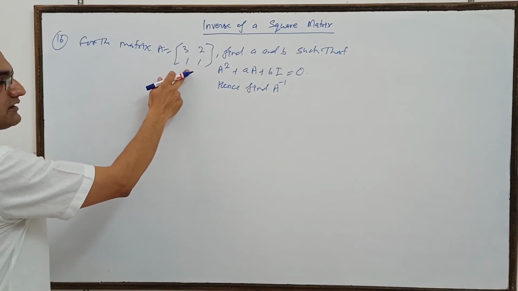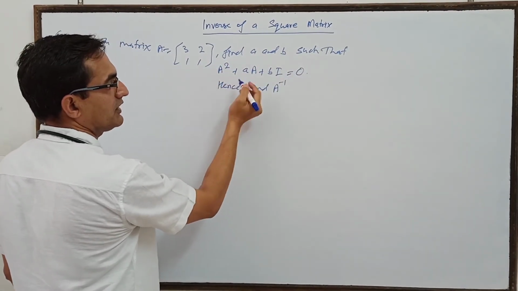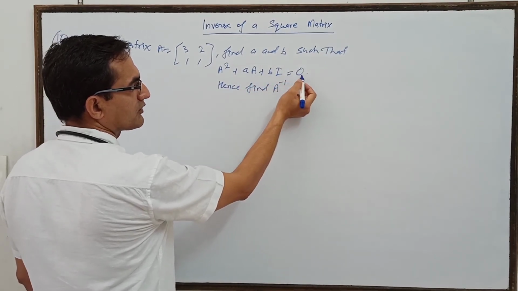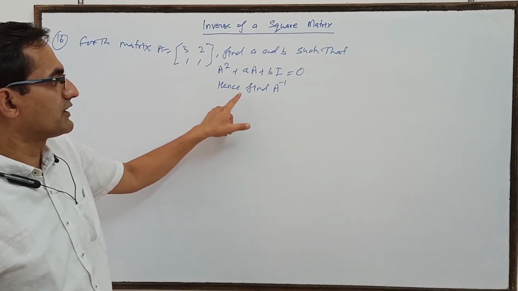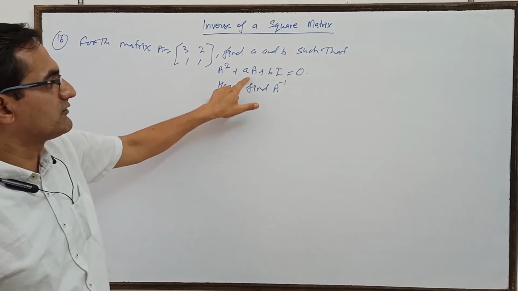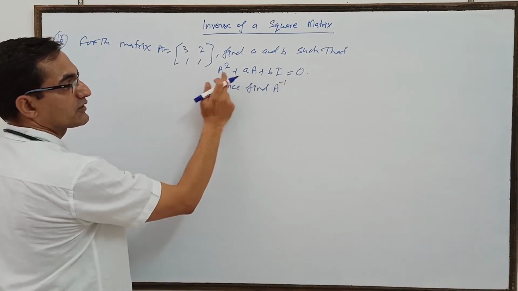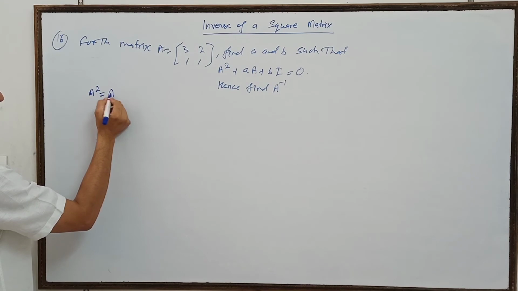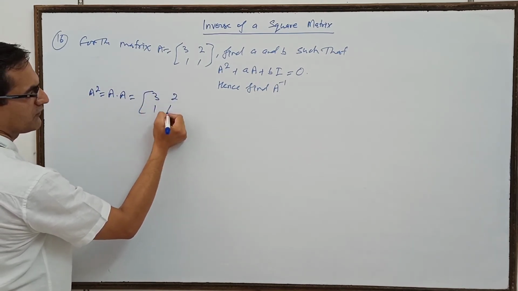For the matrix A, you have to find the values of a and b such that A square plus a into matrix A plus b into identity matrix is equal to 0 matrix. And after this, you have to find the value of inverse of A. So first of all, we have to find the values of a and b. The matrix A is given. For this one, we need A square. First of all, find A square, that is equal to A into A. And 3, 2, 1, 1.